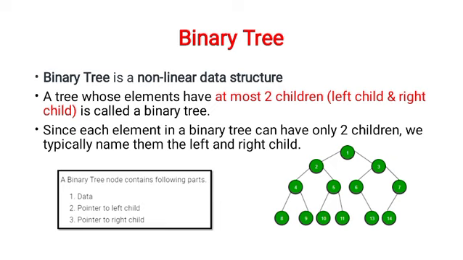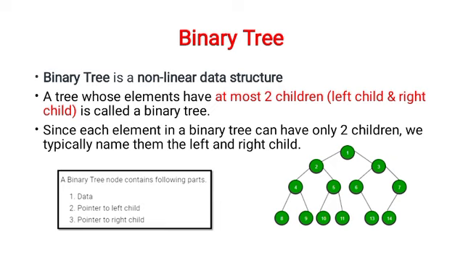So binary tree is a non-linear data structure. A tree whose elements have at most two children, that is left and right child, is called a binary tree. Since each element in a binary tree can have only two children, we typically name them left child and right child.